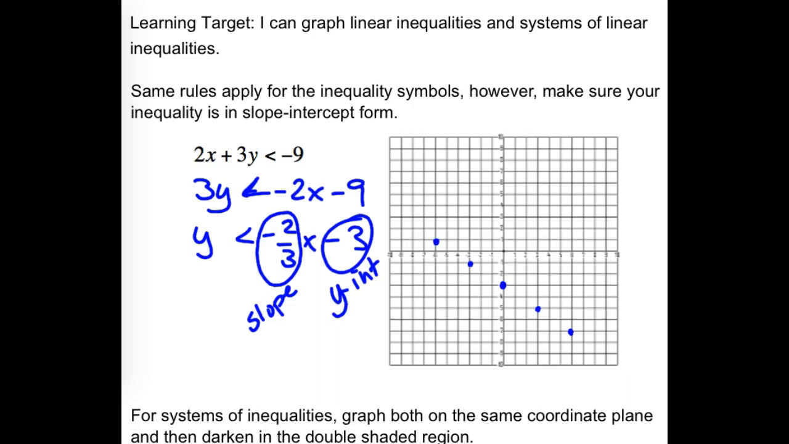Okay. Solid or dotted line? This one is going to be dotted. Okay. And then I have to decide, am I shading above that dotted line or below it? Since my inequality symbol is less than, I want my y values to be smaller. It means underneath. Okay, so you would shade down here.